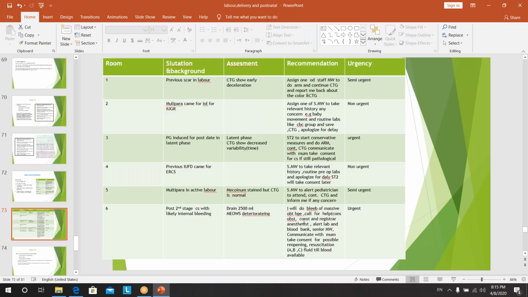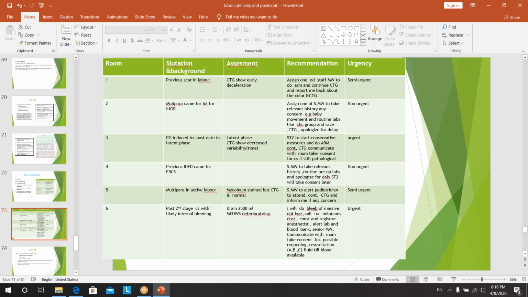So for this patient, I will bleep for massive obstetric hemorrhage. I will call for help from the consultant obstetrician, registrar, anesthetist, alert the lab, the blood bank, the senior midwife, communicate with the mother, take consent for possible reopening, exploration, and start the resuscitation of the mother by airway, breathing, circulation, give her fluid till the blood is available. This is an urgent case. So at the end, you will arrange room 6. It is the most urgent case.